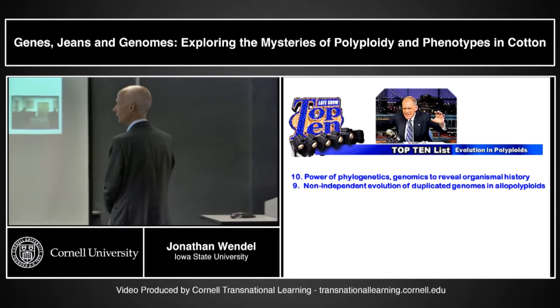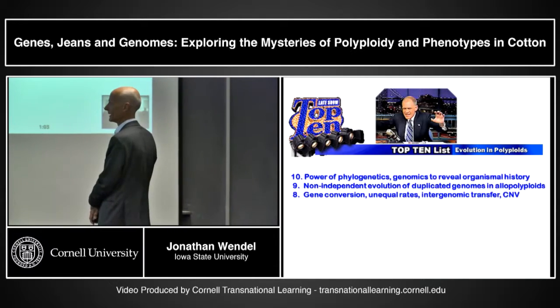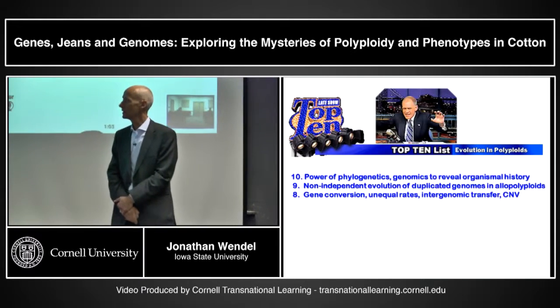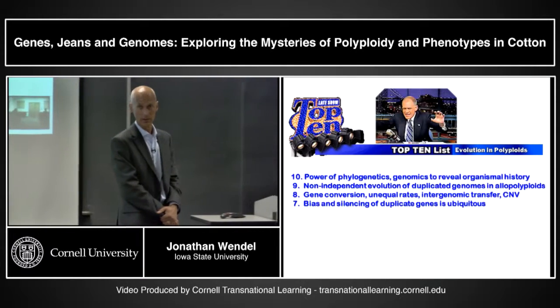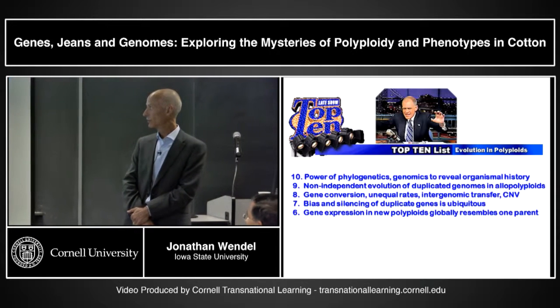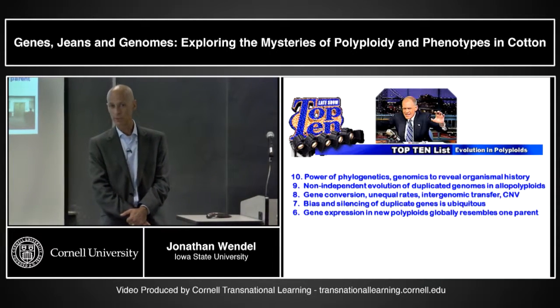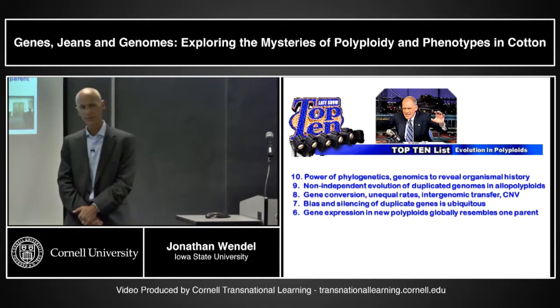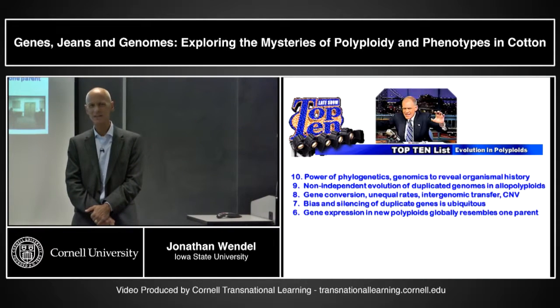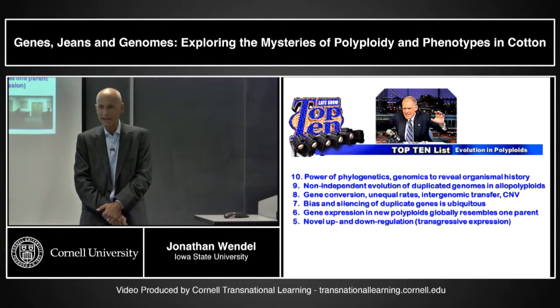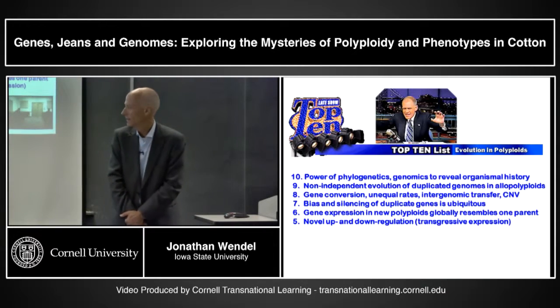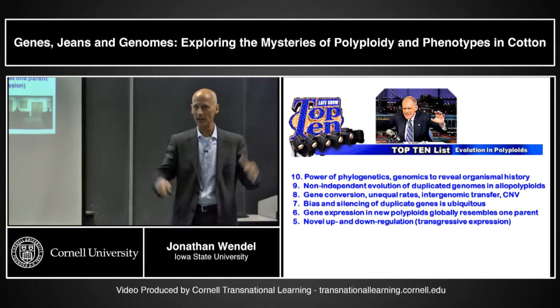There's a lot of non-independent evolution of duplicated genomes in allopolyploids. It takes a lot of different forms. The bias and silencing of duplicate genes in allopolyploids is everywhere, in all allopolyploids. Gene expression in new allopolyploids globally can resemble one parent due to this co-regulation phenomenon, and we call it expression level dominance. Someday, maybe in a few years, we'll come up with much more insightful explanations for it and then better words for it, because it's probably a lot more than just one mechanism. It's probably a diversity of things going on under one sort of phenomenological observation.